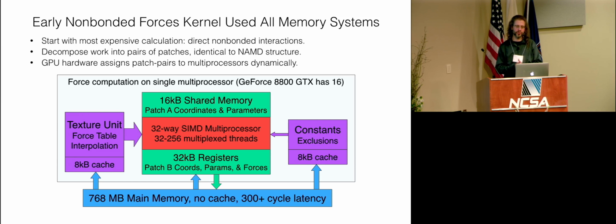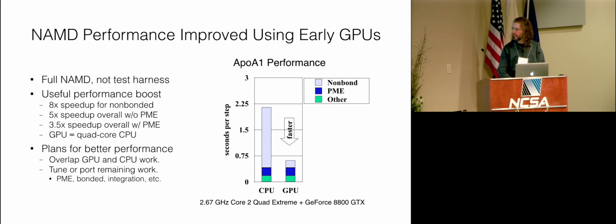The early non-bonded forces kernel was pretty remarkable. This was work by Jim. It was remarkable in that it managed to use all of the different parts of the GPU memory to maximum advantage. It involved bringing in coordinates from a patch and then streaming coordinates from another patch. It used the constant memory cache for calculating what should be the excluded interactions, and it also used the texture memory to do its force interpolation table lookup of some of the expensive parts of that calculation. All in all, it ended up being quite effective for the very early GPUs.